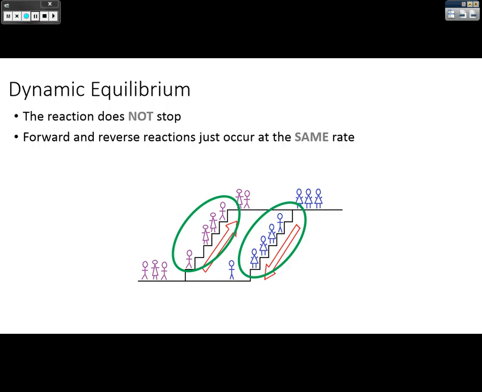The thing that's not equal is our number of reactants and products. I have 4 reactants down here and 5 products up here. It doesn't matter that I have more or fewer products or reactants. Those don't have to be equal. The only thing that has to be equal is my rate of reaction, the number of reactants becoming products and products becoming reactants. That is what it means to be at equilibrium.